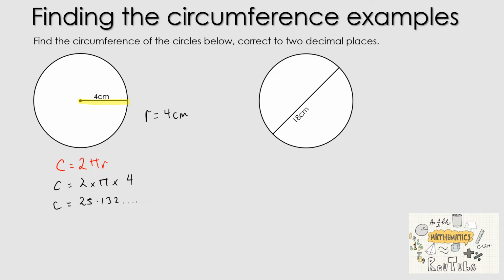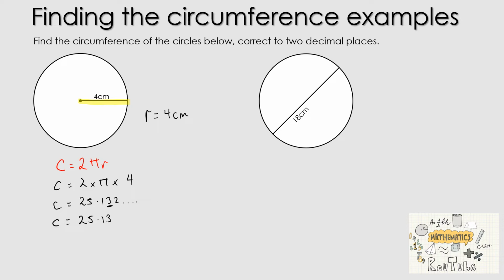25.132 and so on. Now we need to round to 2 decimal places. So we go to the second digit after the decimal point, which is a 3, and the digit after that, which is 2, tells me what to do with the digit 3 that I've underlined. Because it's below 5, the 3 stays as it is. So the final answer should be 25.13. And please, as always, especially when you're doing measurement, don't forget your unit of measurement.